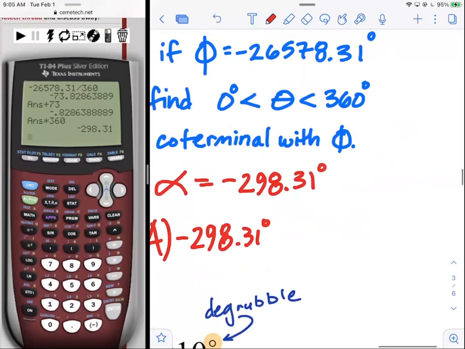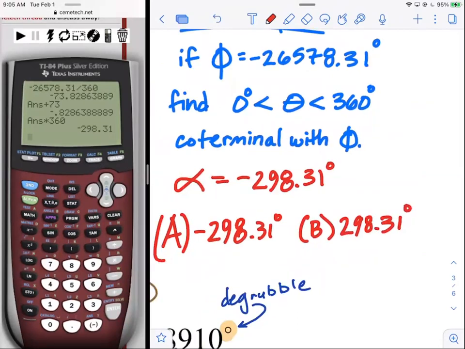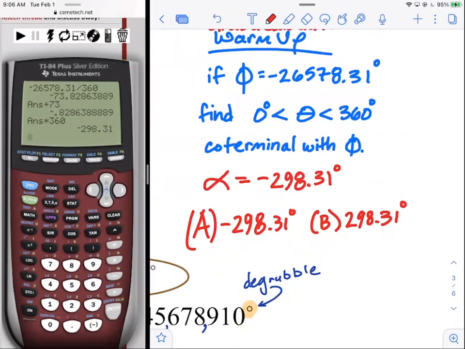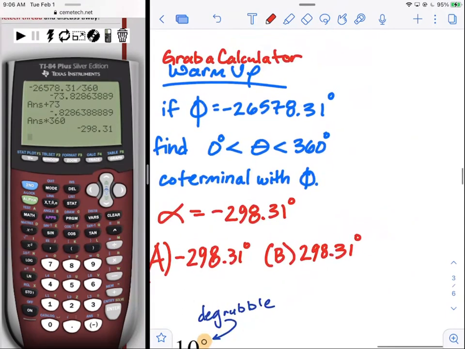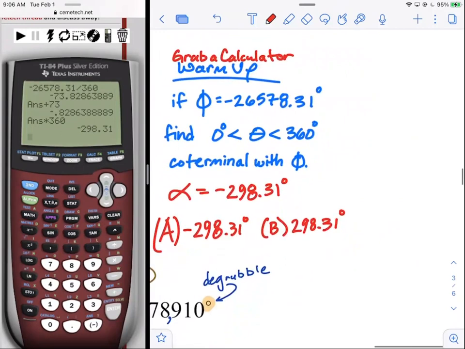You'd be like, that's not an answer choice. Well, guess what else an answer choice would be? +298.31. And some of you might be like, that's the answer, right? I got that number. Maybe it wasn't supposed to be negative. I guess that's it. But that's not the answer either, is it? No. I want the angle that's one rotation away.